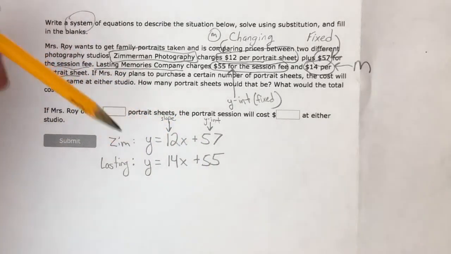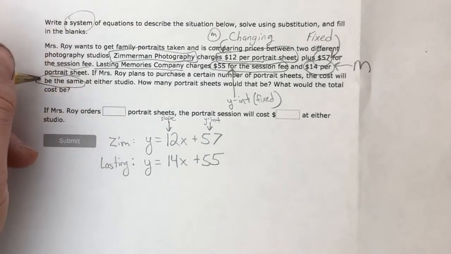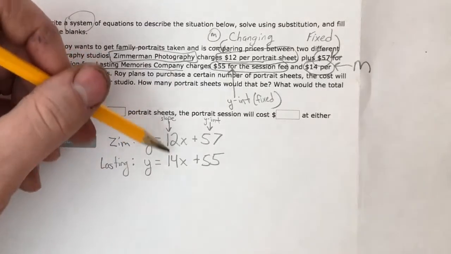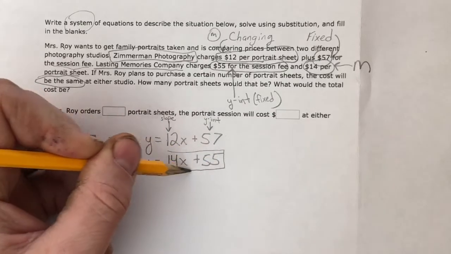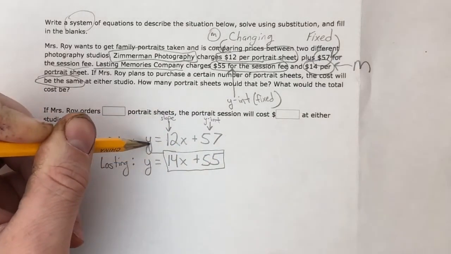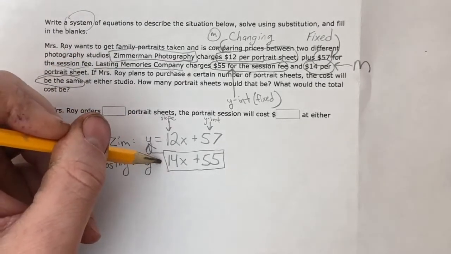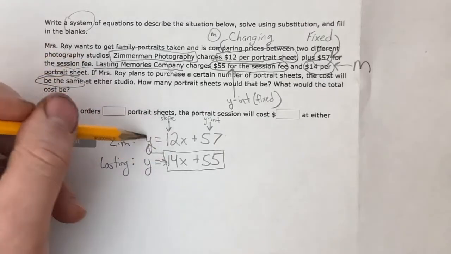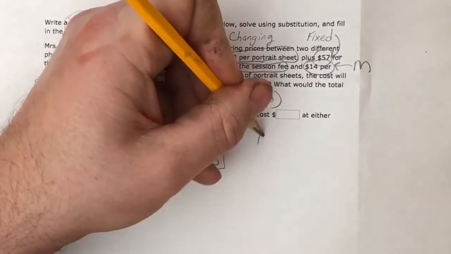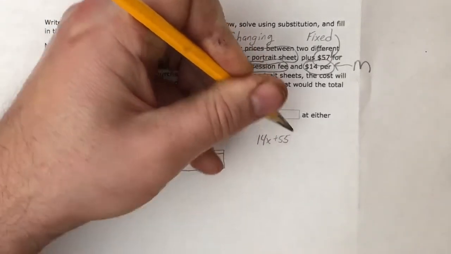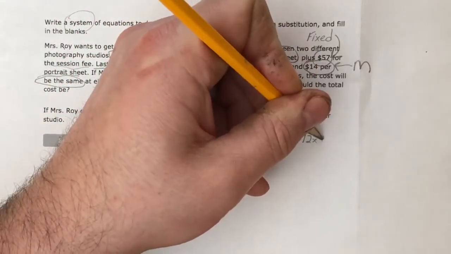Once you have them, because the question essentially asks when the cost is going to be the same, you want to set your two equations equal to each other. Ultimately, what you're really doing is plugging this portion of the equation into the y value of the first equation. Because y equals this value here, you can plug it into the other y value. So here's what that's going to look like when you plug it in. You'll have your 14x plus 55 equal to the Zimmerman equation, which is 12x plus 57.